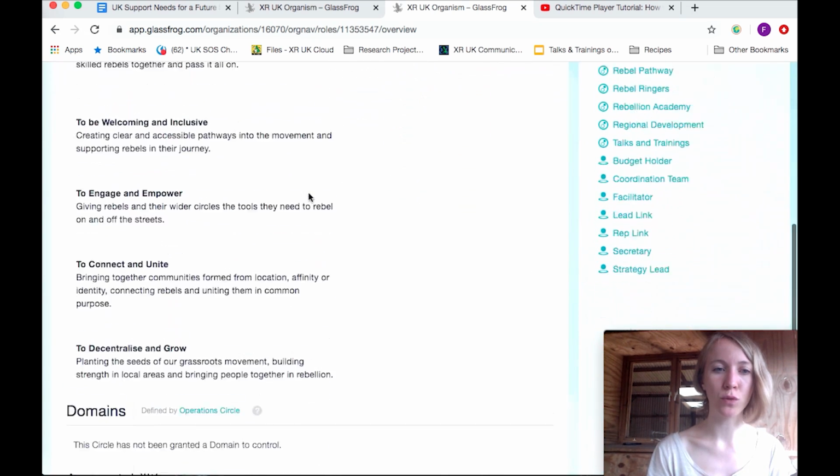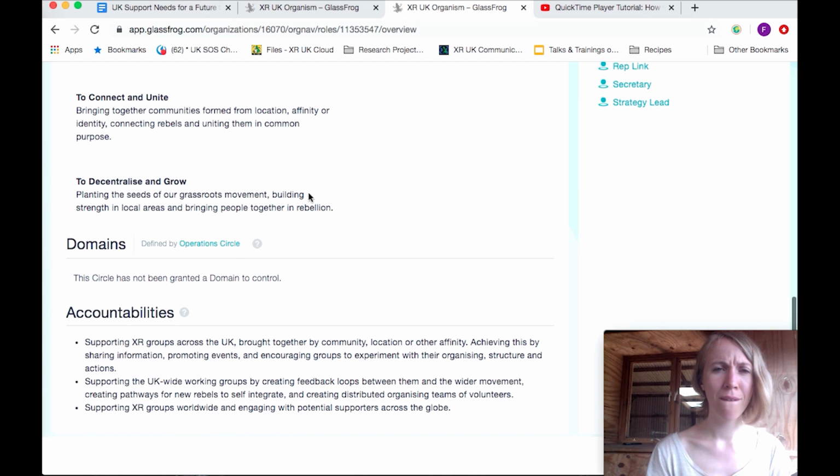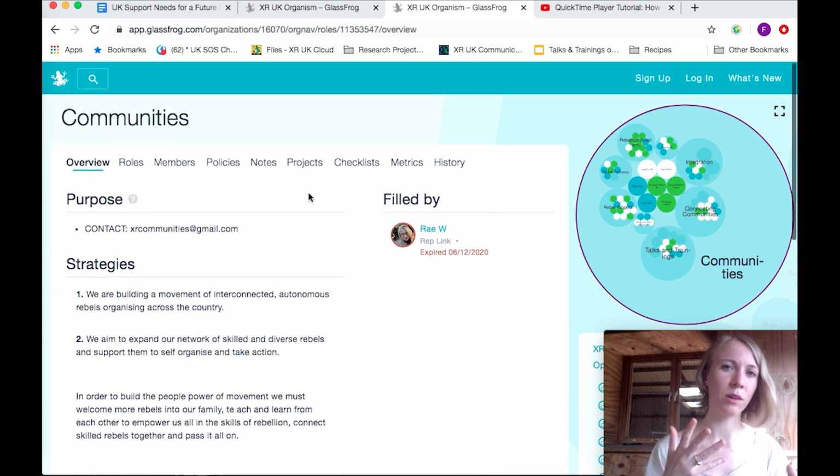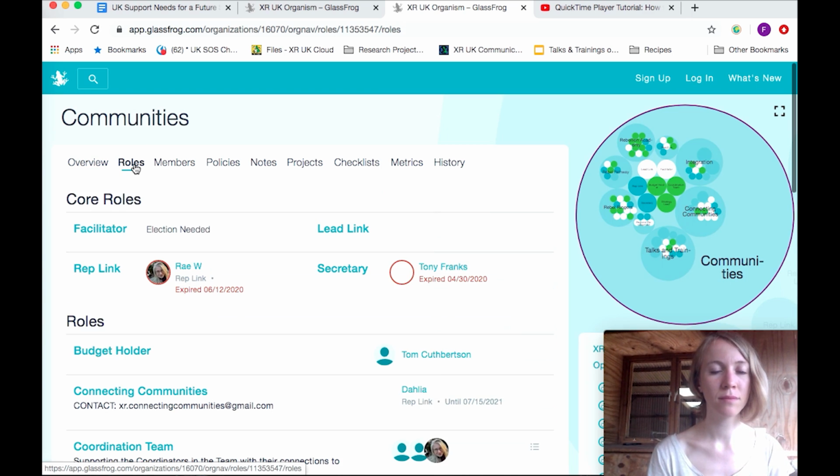That might be good to know for you if you want to figure out whether someone is already working on something that you want to work on, or if you need advice on something. You can check out the mandates of the teams that sound like they might have something to do with what you're wondering about. Then next we have the roles within the team.